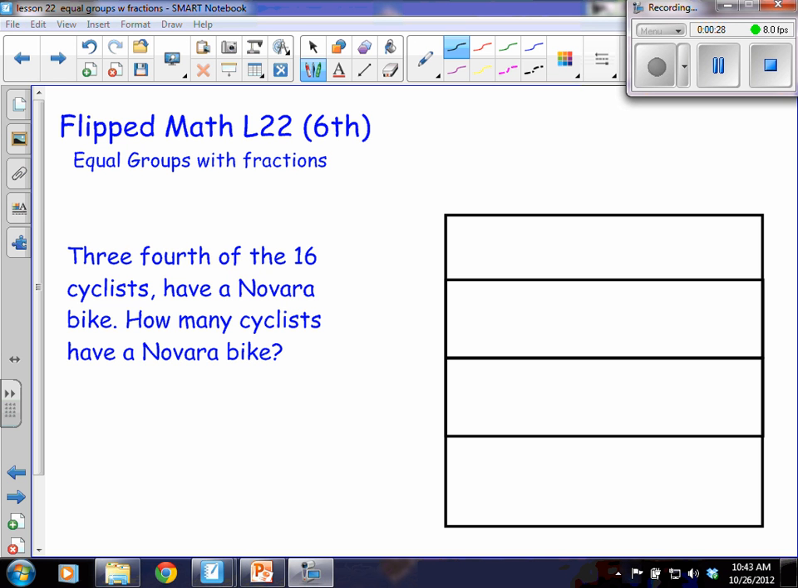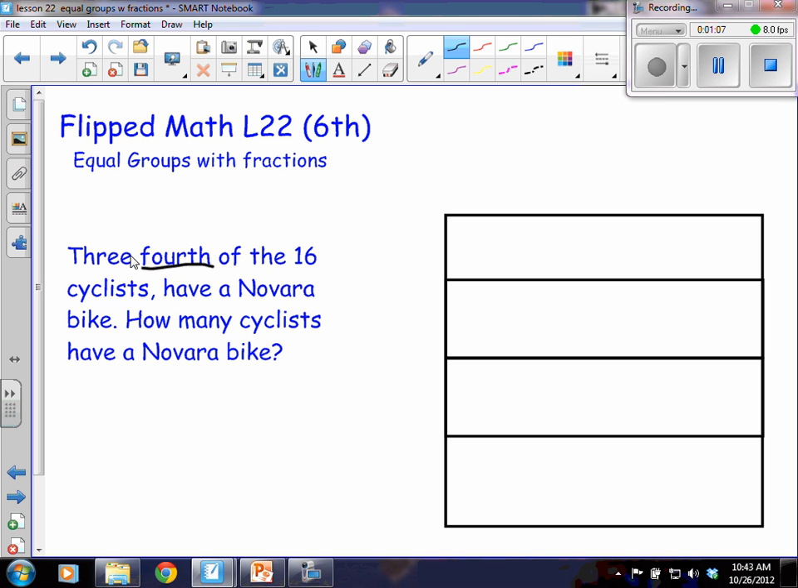It says 3/4 of the 16 cyclists have a Novara bike. How many cyclists have a Novara bike? As we work with this, we want to understand what we need to do to understand the fractional parts of this problem. First of all, we want to start by drawing a nice box, just like what you see here. We know it's fourths, and so we're going to make our box into 4 equal parts.